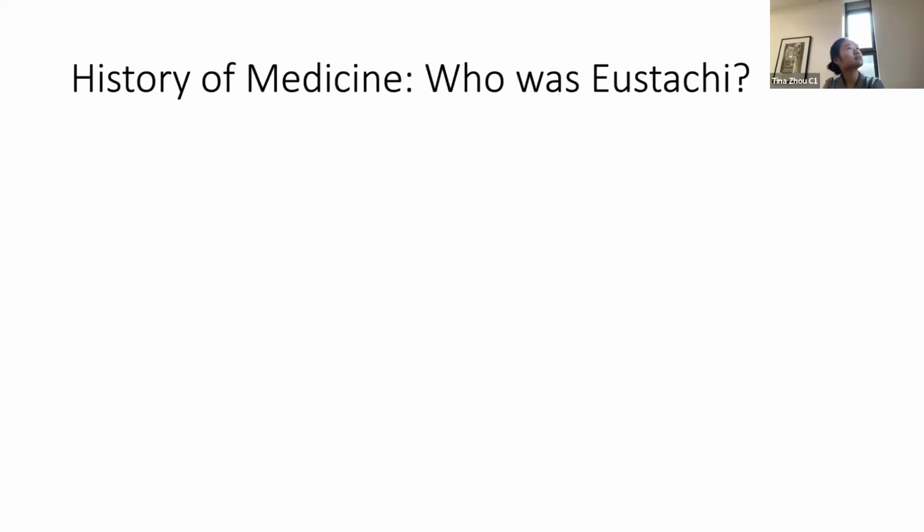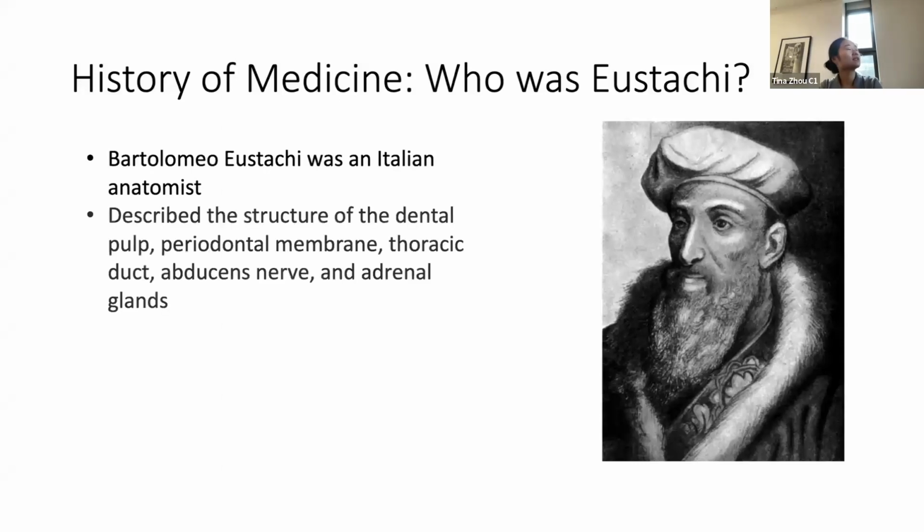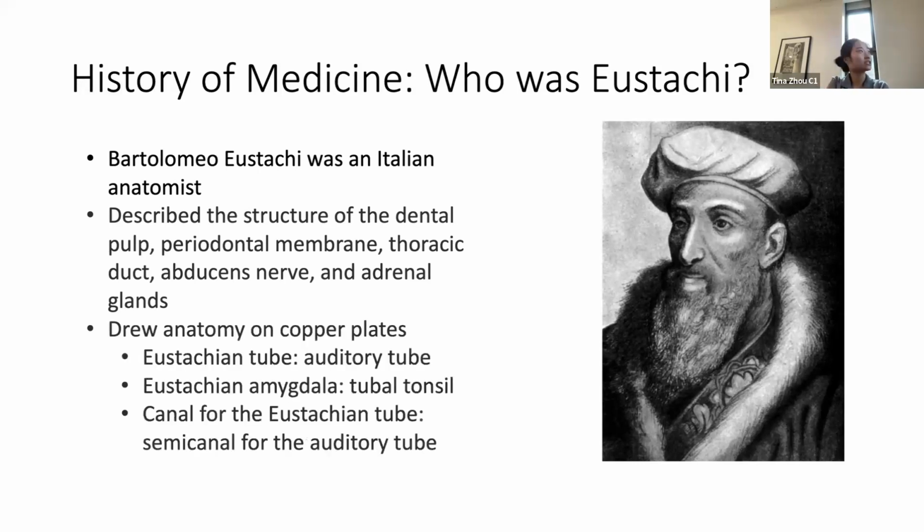So who is Eustachi? I looked up how to pronounce it. I actually thought it was some sort of mythical background, but it's actually a physician. Bartolomeo Eustachi was an Italian anatomist. He described multiple things. So not only the heart, but also dental pulp, periodontal membrane, thoracic duct, the abducens nerve, adrenal glands. Yesterday, someone asked me, eustachian, isn't that in the ear? It actually is. So there's the eustachian tube, and the canal for the eustachian tube. They were all discovered by this guy.